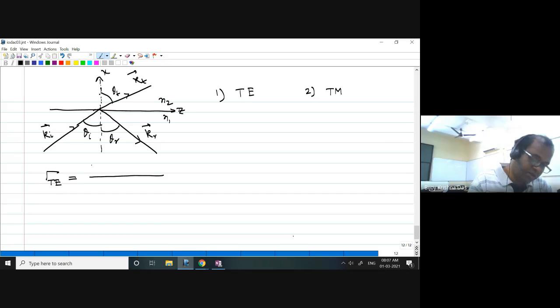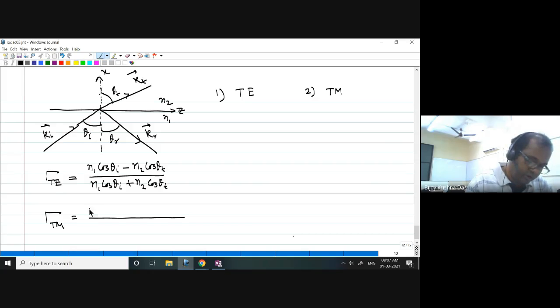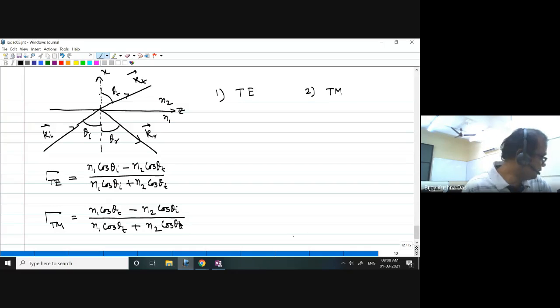And the expression we have already discussed earlier: N1 cos theta I minus N2 cos theta T, divided by the same thing but plus, and gamma TM equals N1 cos theta T minus N2 cos theta I. Similarly, the denominator is the same but with a plus sign. So this is your Fresnel equation for TE and TM.